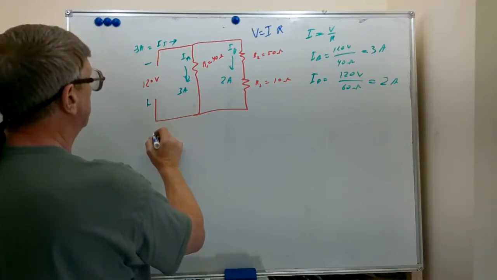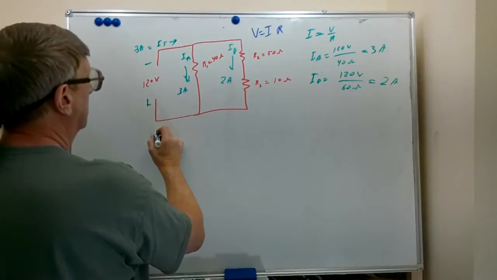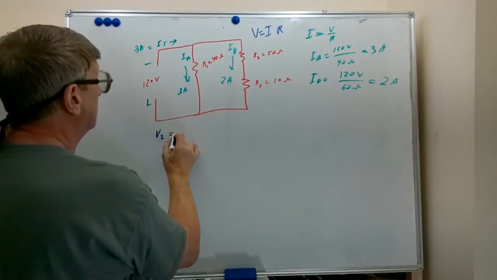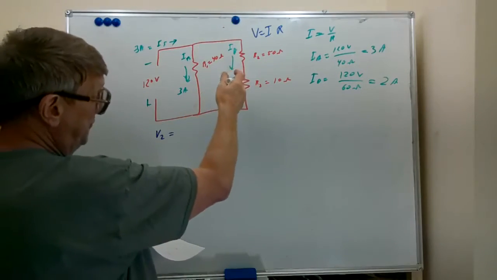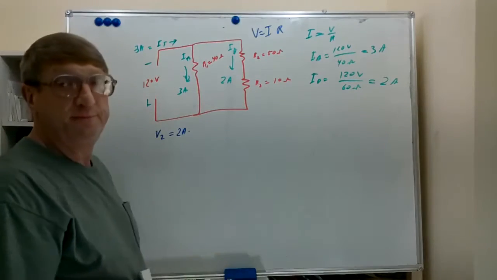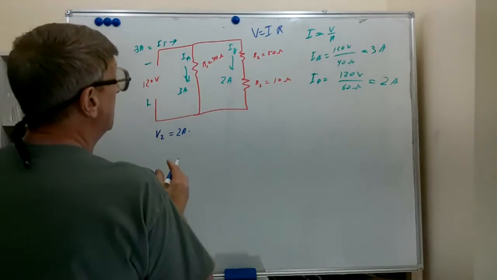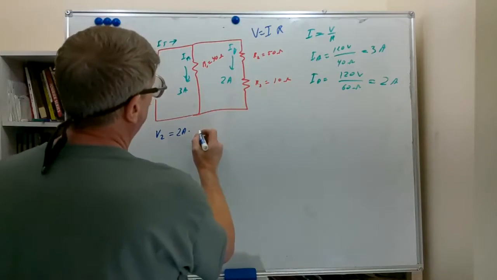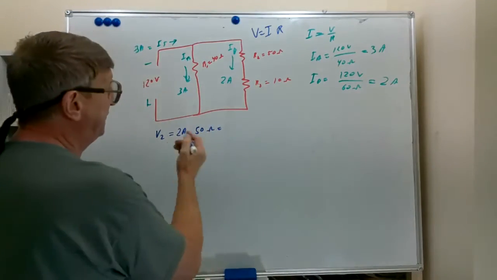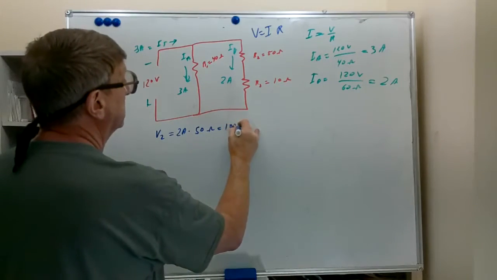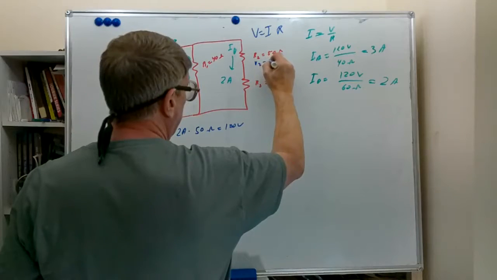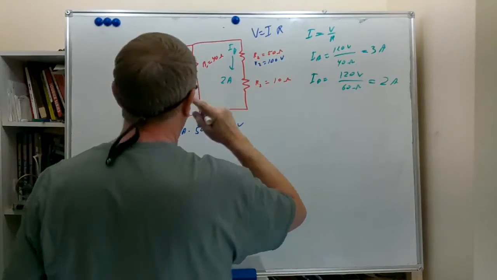So for R2, we're going to call this voltage V2, which is the voltage across R2. It is equal to the current through R2, which we found to be 2 amps, times the resistance of R2, which we found to be 50 ohms. 2 times 50, 100 volts. So let's write right here, V2 equals 100 volts.